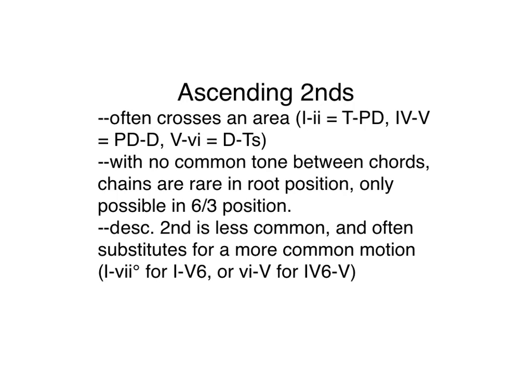The last progression we'll be looking at are ascending seconds. These often cross areas. For example, 1 to 2 crosses from tonic to predominant. 4 to 5 crosses from predominant to dominant. 5 to 6 crosses from dominant to the tonic substitute. Since there are no common tones between these chords if they're a step apart, chains are rare if it's in root position, and usually they're only possible in 6-3 position.